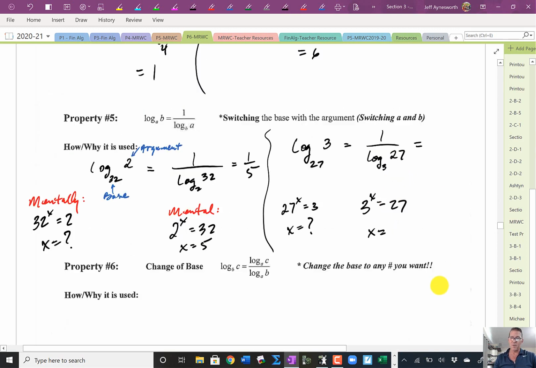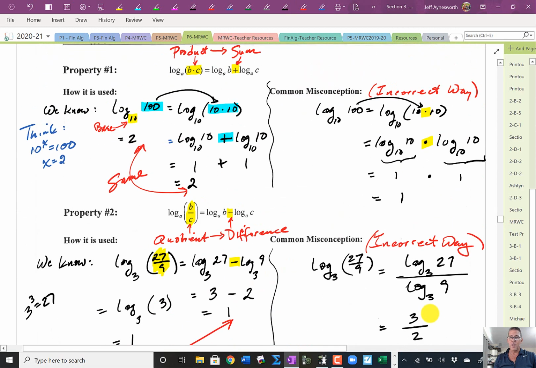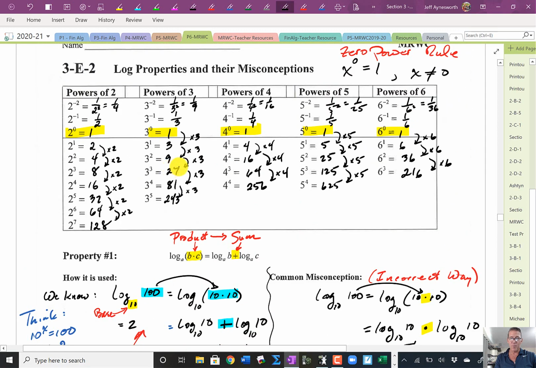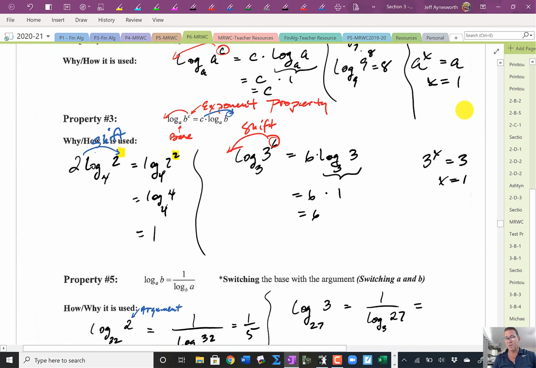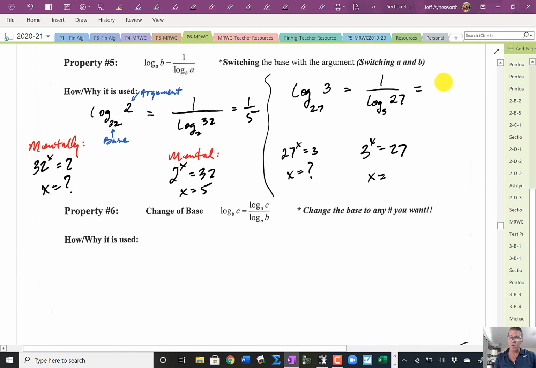All right, if you just go back up to the beginning here, you look at your powers of 3. 3 cubed is 27. See? So switching the base and the argument can be really beneficial. All right, and so we know that 3 to the 3rd power is 27, so we get 1/3 because that's in the denominator.